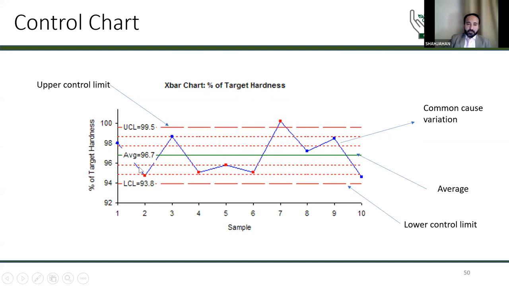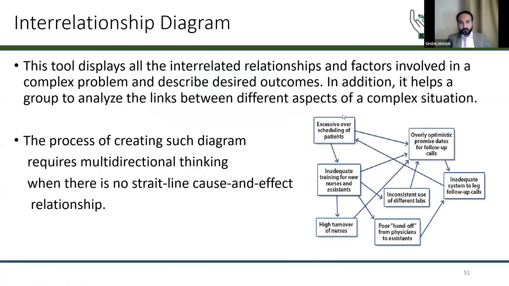So if you see this data, this variation is okay. This is common cause variation. But now this point is crossing the upper control level, so it means we have to find out what's the problem. We have to investigate here. We will ask the head of department why this happened. And if any point is going down, hardness is very less, we have to also investigate. So all these things are for the control chart.